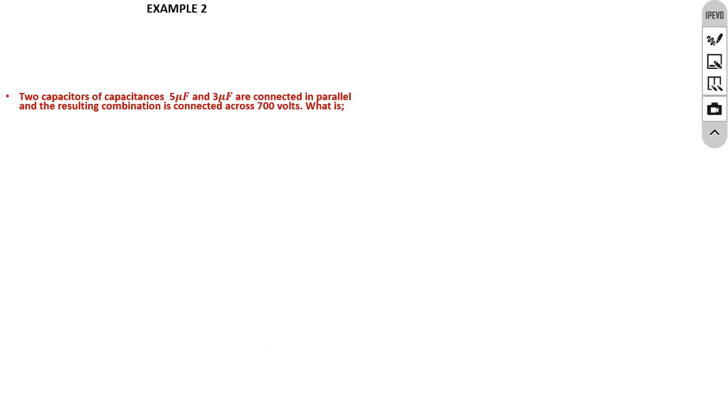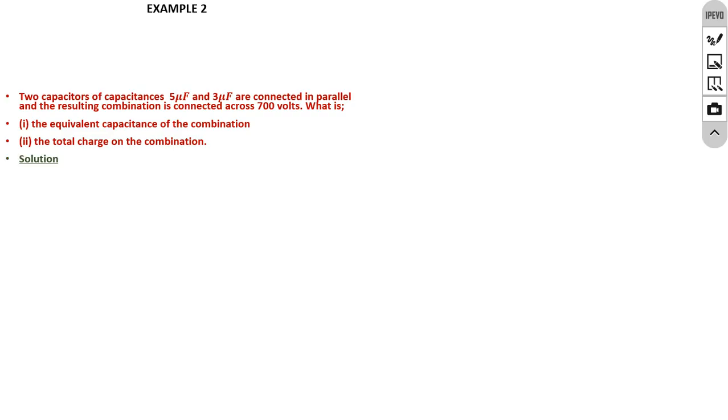Let's consider example 2. Two capacitors of capacitance is 5 microfarad and 3 microfarad are connected in parallel, and the resulting combination is connected across 700 volts. What is the equivalent capacitance of the combination and the total charge on the combination? So looking at this, you see the first one was in series, a series arrangement, but this one is a parallel arrangement of the same equation.